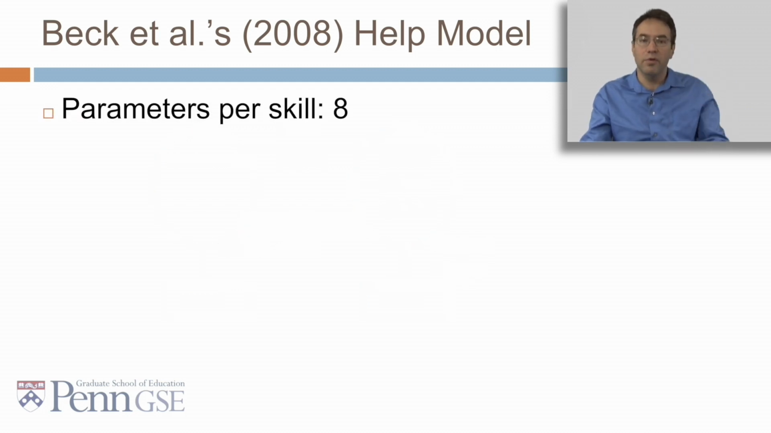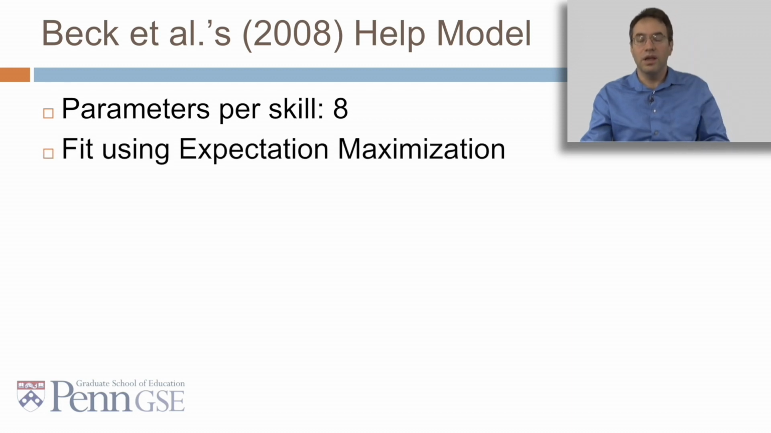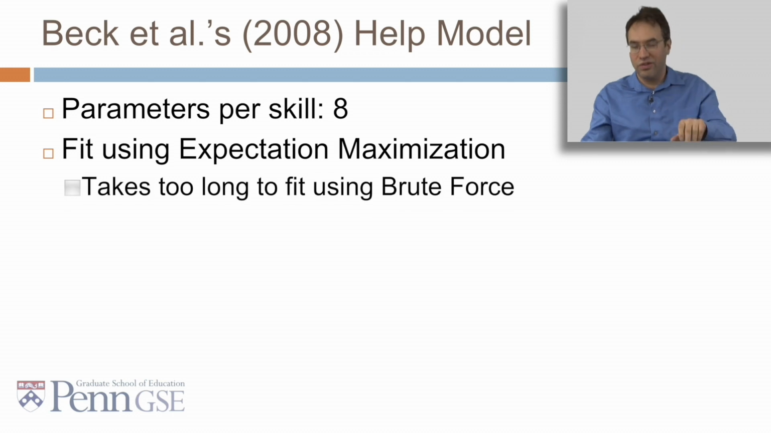This gives us 8 parameters per skill, the 4 classical parameters times 2. It's fit using expectation maximization, because it takes too long to fit using brute force. Brute force works when we've got an n to the 4th problem, but it doesn't work so well for an n to the 8th problem.